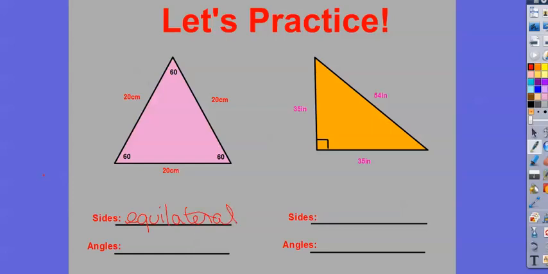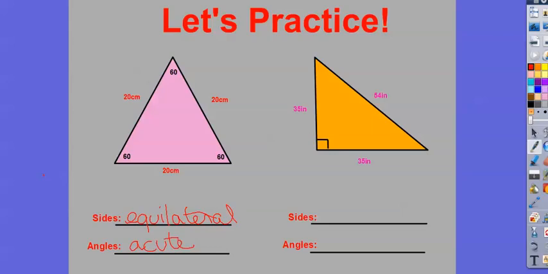And then looking at it, once again we're going with measurements. Without the eyeball test, I can go, okay, this is 60, 60, and 60. In 60 degrees, they are all acute angles. So this is an equilateral acute triangle.